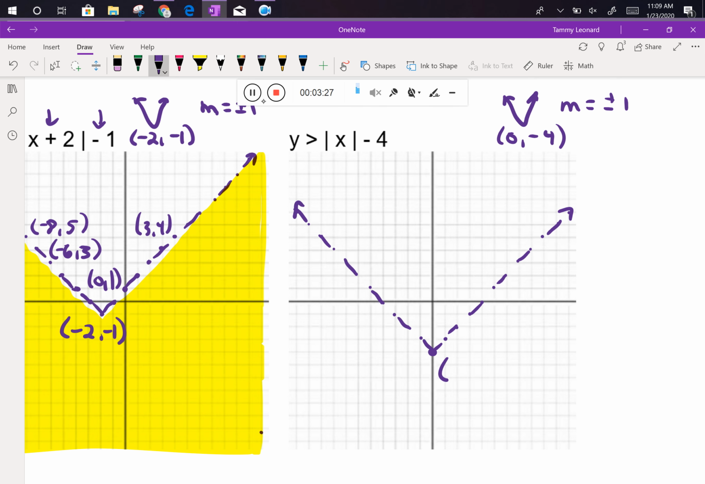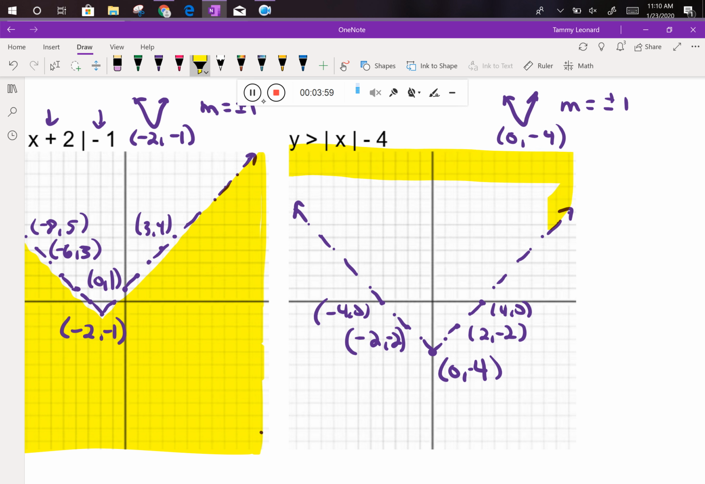As always, I want to label, so I've got my vertex at (0, -4). And then I could label (2, -2) and (4, 0), and then this is symmetrical, so I could label (-4, 0) and (-2, -2), just to make it easy. This says I'm supposed to shade above because y is greater than, so I'm going to shade everything above this absolute value.